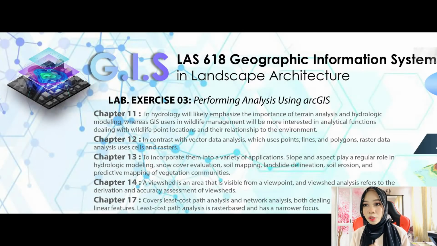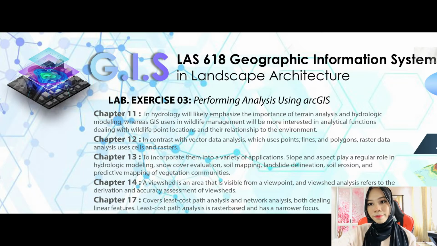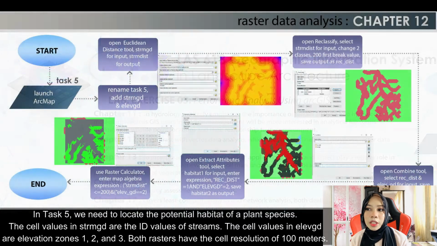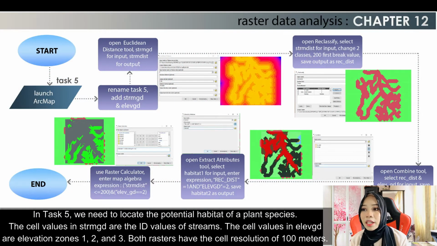In Chapter 12, in contrast with vector analysis, which uses point, line and polygon, raster data analysis uses cells and raster. In Task 5, we need to locate the potential habitats of plant species. The set values in STRMGD are the ID values of streams.